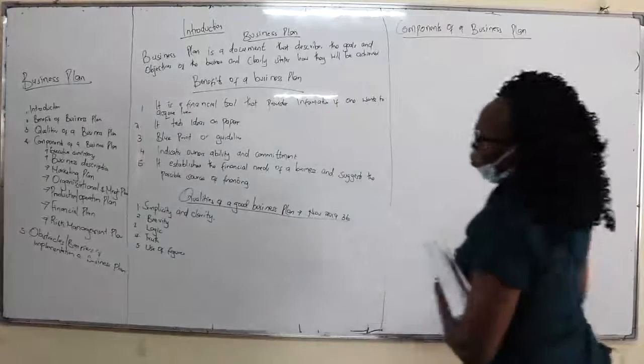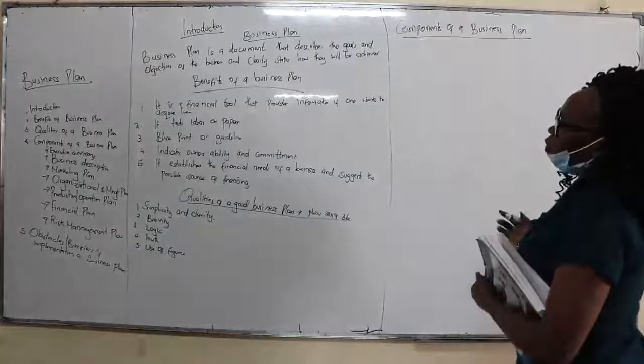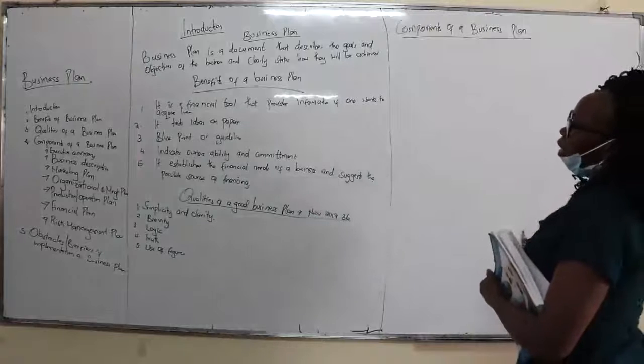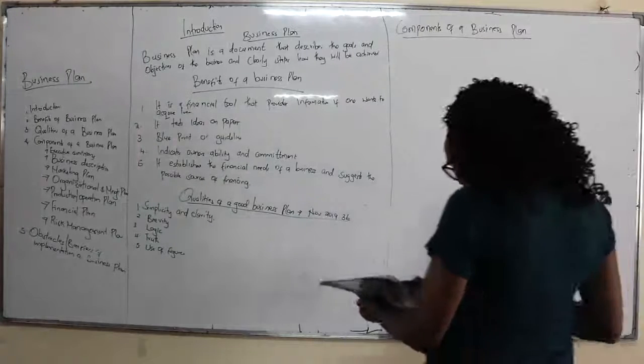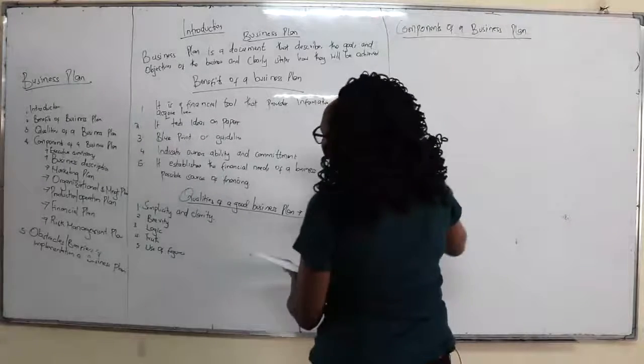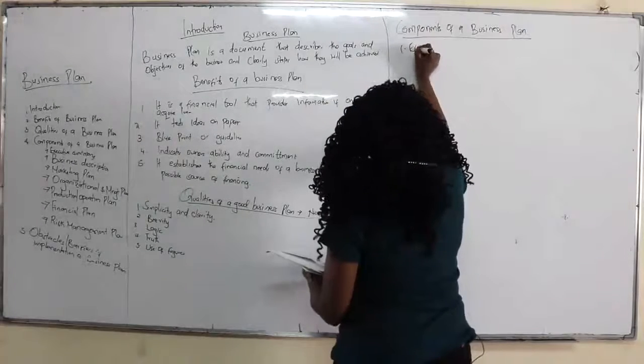If you're going to prepare a business plan, we don't usually have a fixed format for preparing one, but there are some things which you don't need to leave out. So the first component is usually the executive summary.